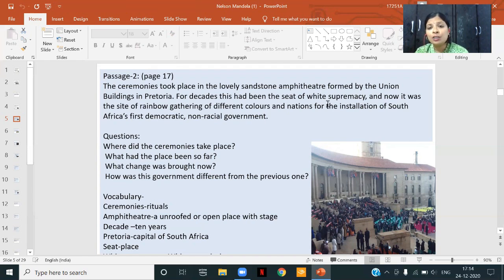So, South Africa was the seat of white supremacy. What do you mean by seat of white supremacy? It means that there was white domination here. And now it was the site of a rainbow gathering of different colors. So, Nelson Mandela says, on this particular day, it was a site of rainbow gathering. Why is it called rainbow gathering? Children, because people of different colors, that is white, black, brown, had gathered here from different nations to witness the installation of South Africa's first democratic non-racial government. So democracy was restored and the racial government was replaced by a non-racial government.